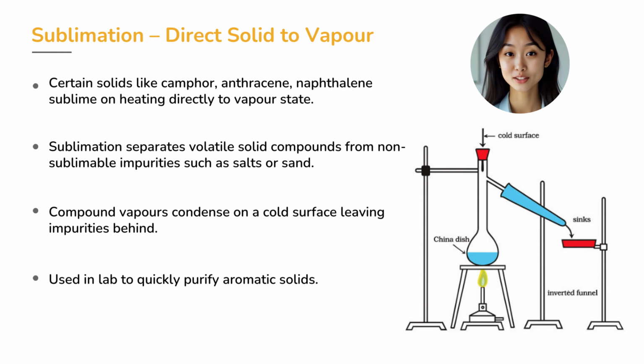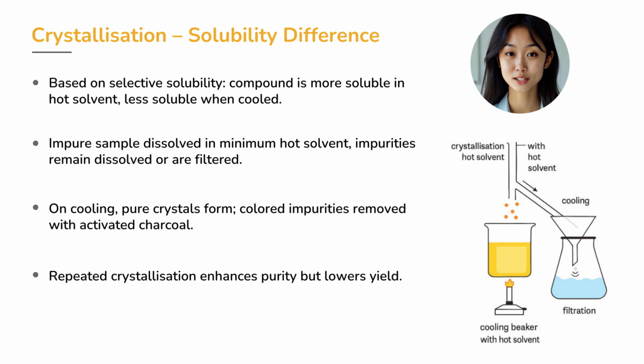An impure organic solid is dissolved in the minimum amount of hot solvent. On cooling, the desired compound crystallizes out because its solubility decreases at lower temperatures, while impurities stay dissolved or are filtered away. If the compound is colored, activated charcoal is used to adsorb the unwanted pigment. With repeated crystallization cycles, purity increases though yield may fall.